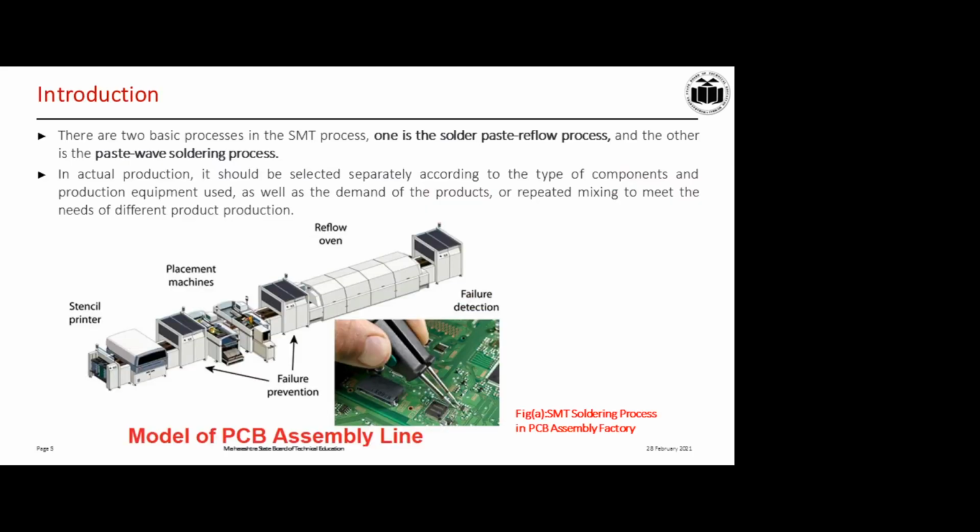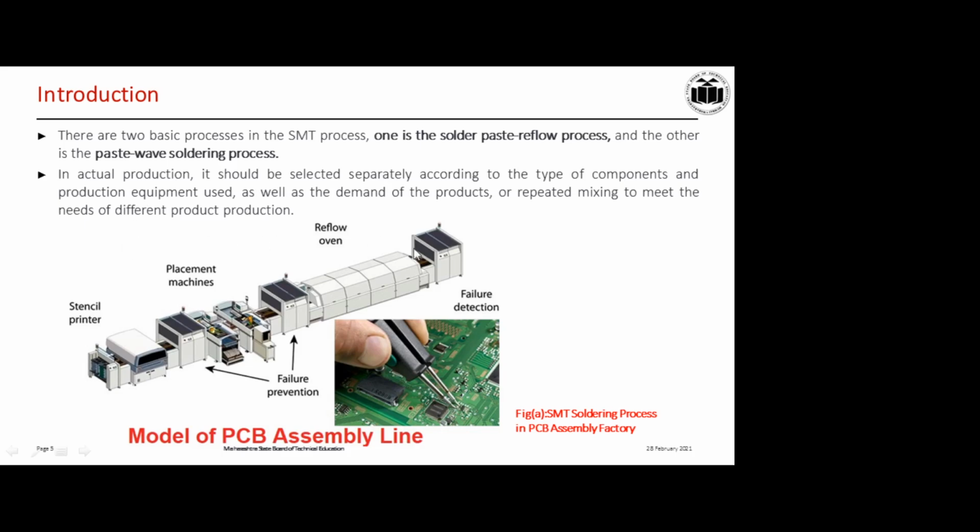Now what is the SMT process? In this SMT process there are two basic processes. One is the solder paste reflow process and the second is the paste wave soldering process. For actual production it should be selected based on the type of the components and the production equipment used. So either of these methods can be followed, that is the solder paste reflow process or paste wave soldering process, as per the demand of the product, or we can go for repeated mixing to meet the need of different product production.